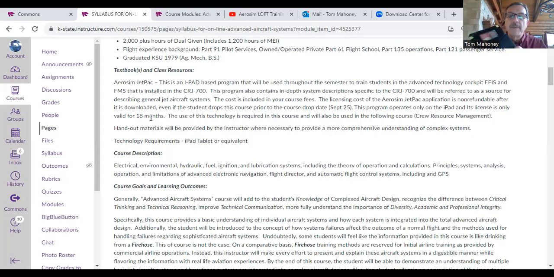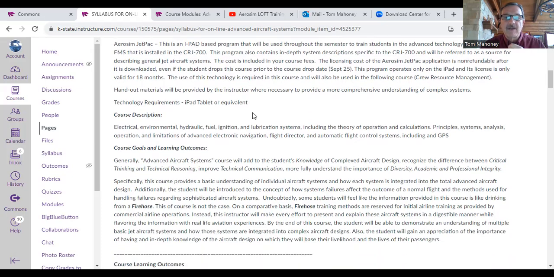And what we will be doing is downloading to your iPad an iPad-based program called AeroSim. And that program is exactly like the programs I used throughout much of my career at the airlines. So it's a great program. If you need to learn aircraft systems, this is the program to use if the company you go to work for offers it. Then I'll be handing out additional material throughout the class period. And again, you will need an iPad, tablet, or the equivalent.